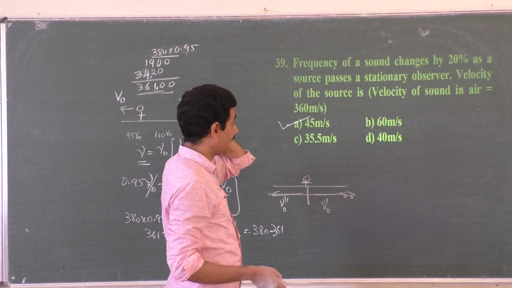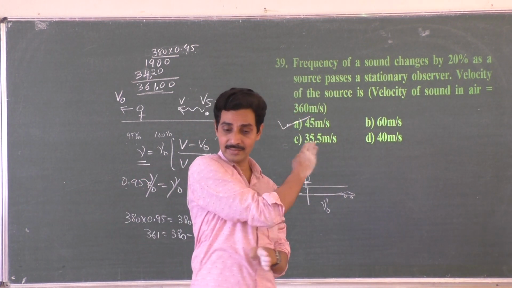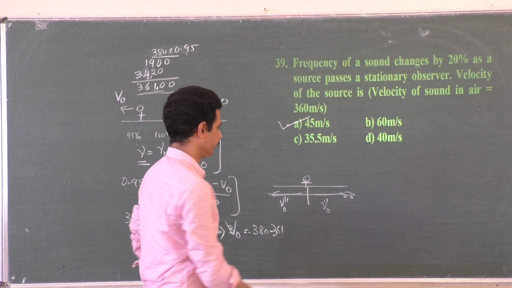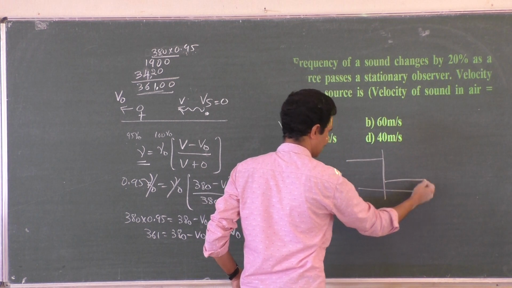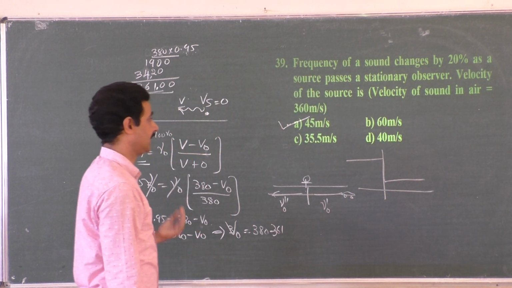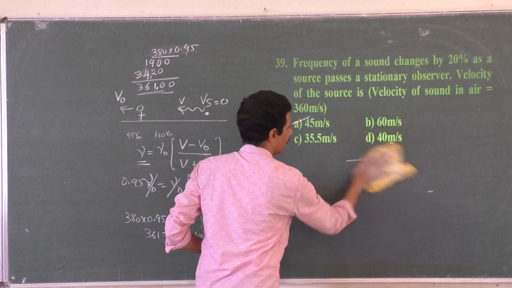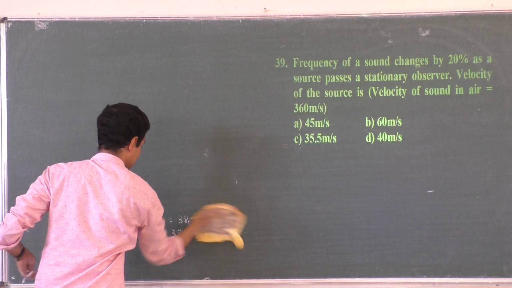You see the sentence, as a source passes a stationary observer, we feel a 20% drop. You remember that graph? It was more and suddenly it is less. 20% less. That is what you have tried. So we will analyze it. It's not a tough problem, there may only be some difficulty in understanding the sentence.